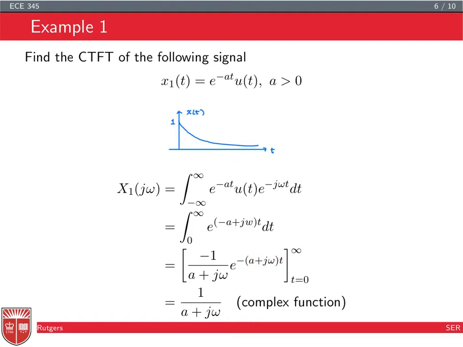So you're going to get the term minus 1 over a plus j omega. And for infinity, this term is going to go to 0, because e to the minus infinity has limit 0. So what you should remember here, and this could be very useful in general, is the CTFT of a right-sided exponential: X1 of j omega is equal to 1 divided by a plus j omega.